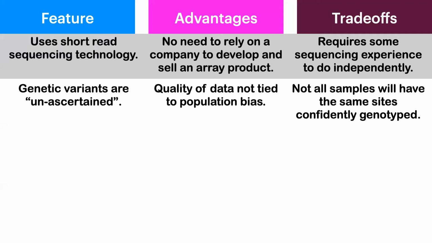by selecting genetic variants. But that said, the limitation of low coverage sequencing is that not all the samples will have the same sites confidently genotyped. So there's going to be variation in how well you're called for each individual.